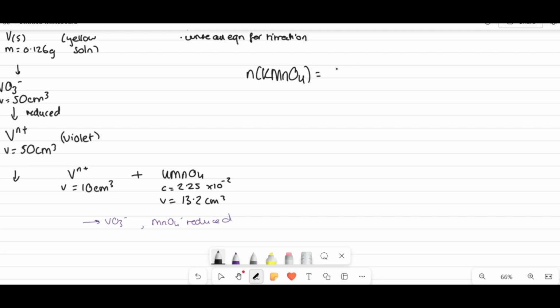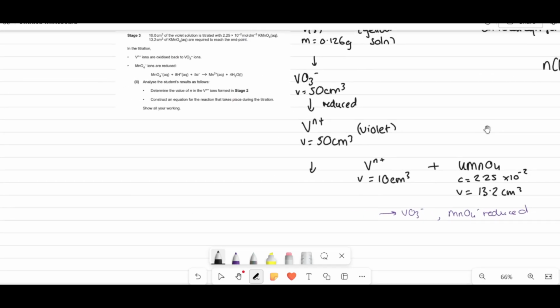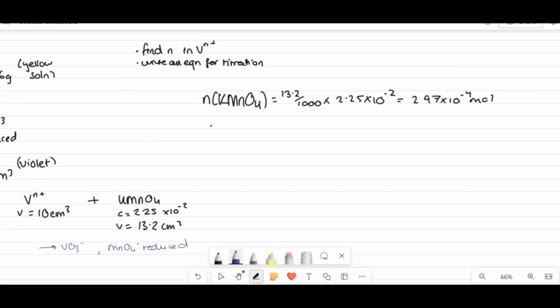KMnO4 is going to equal its volume, so 13.2 over 1,000 times its concentration, 2.25 times 10 to the minus 2, which is going to give you 2.97 times 10 to the minus 4 moles. So we've got that part. Now, this is where you don't get carried away and just jump into random stuff. Think logically for a sec. You've got the moles of this. Who did it react with? Well, it reacted with this, but we can't just say it's 1-to-1, because do we have any evidence it says 1-to-1? No. So this is where we're stuck, because we're missing something. What are we missing? We're missing the ratio of the Vn plus to MnO4 minus, aren't we?